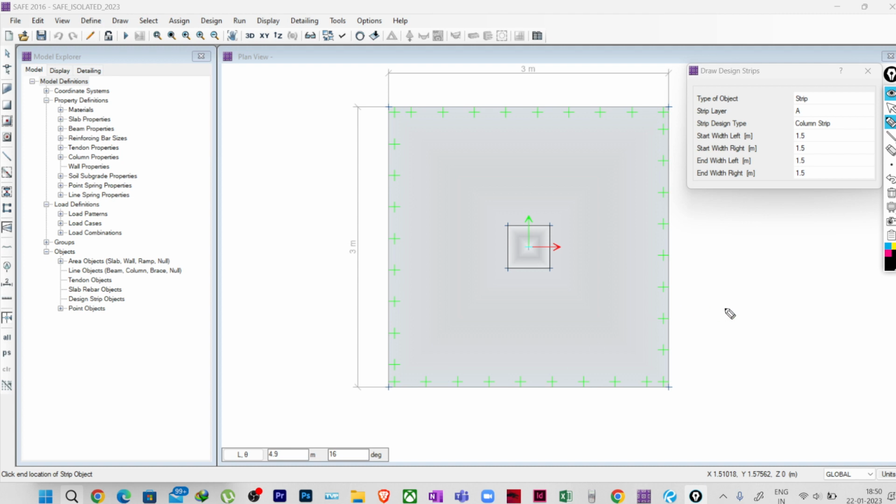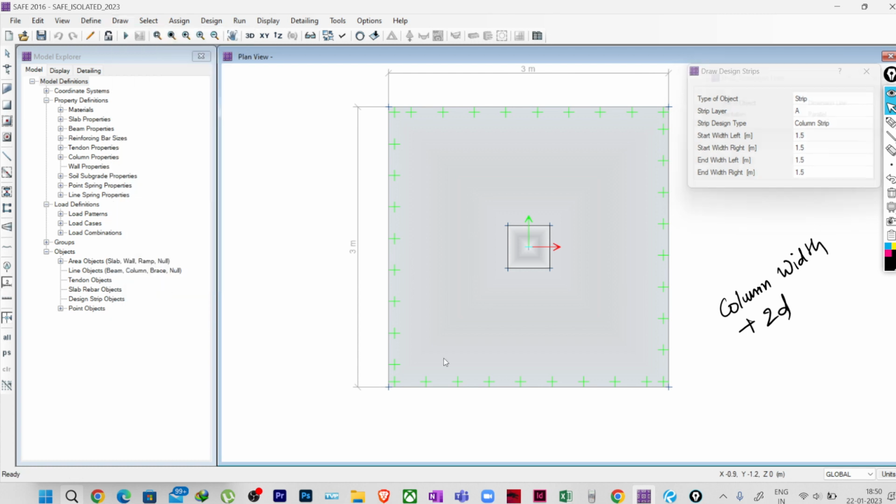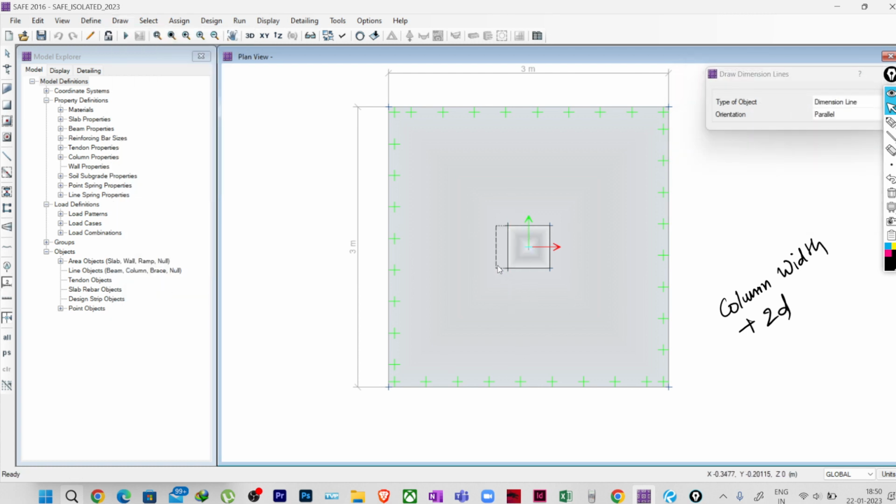Our method is, column width plus 2D. Okay, so if we do column width plus 2D, our column width, I think what we have considered, let me see, I will draw the dimension line. It is 0.45. Okay, and our total depth of footing is 800 mm.